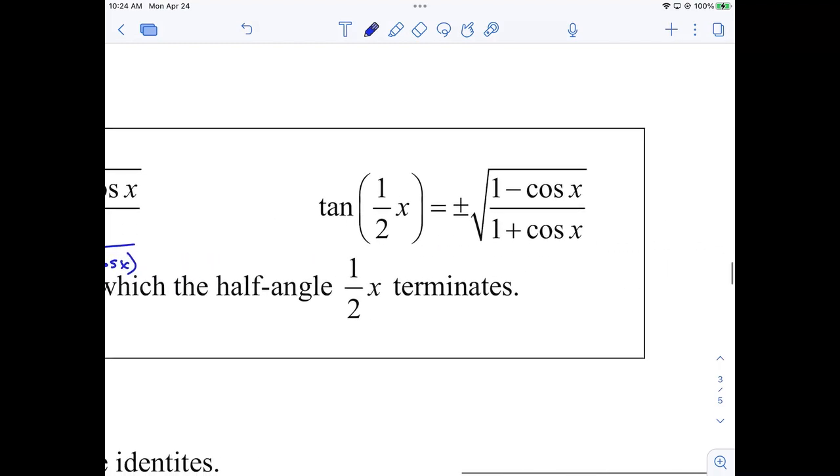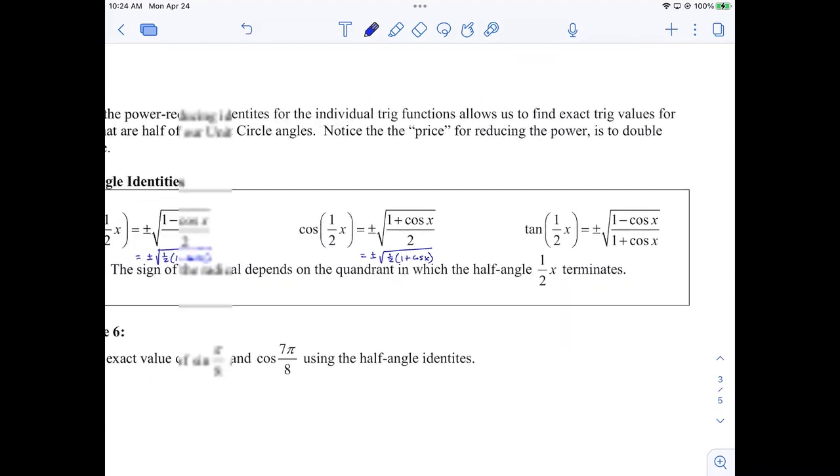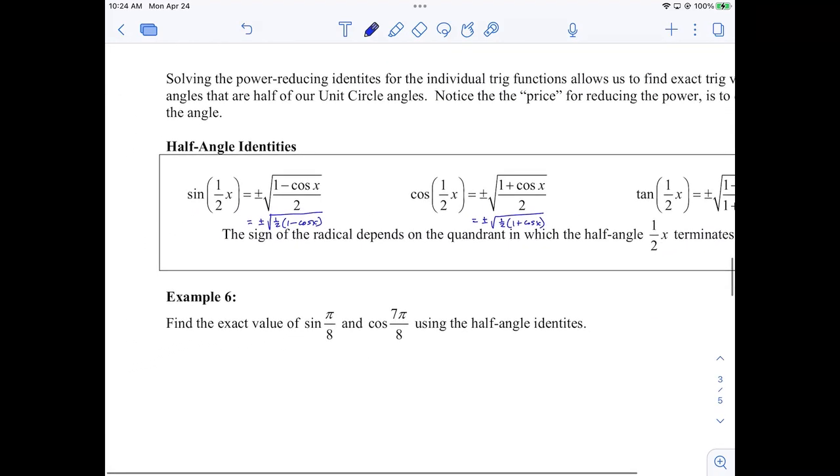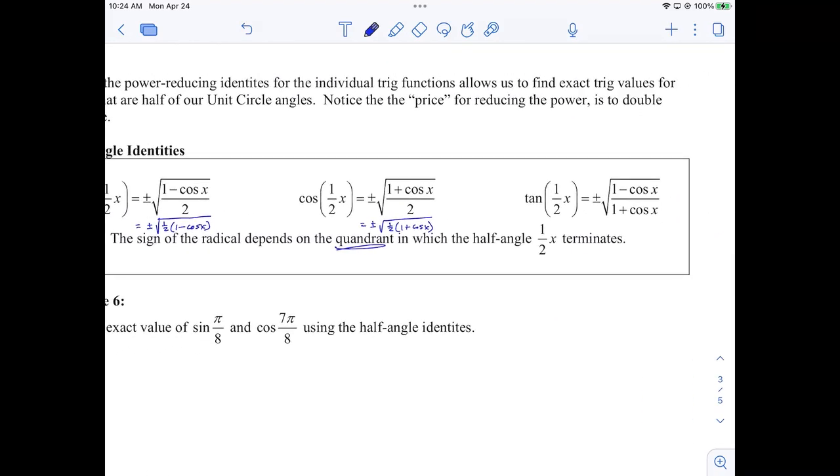And then the tangent, of course, is still sine over cosine. So it's plus or minus the square root of what it was up above. Now, how do we know if it's plus or minus? Because we can only have one answer. It depends on the quadrant where the half angle, or the given angle, I should say, where the given angle terminates.